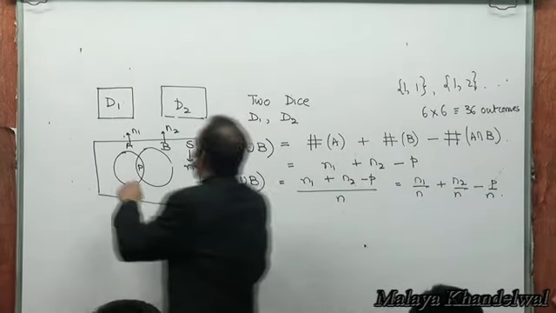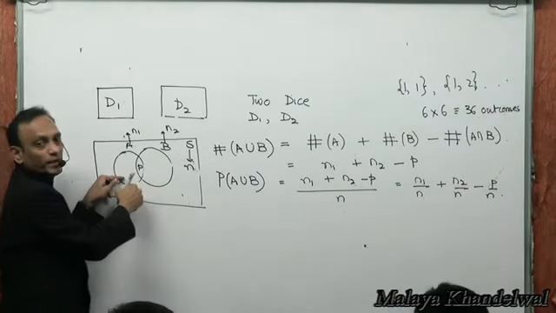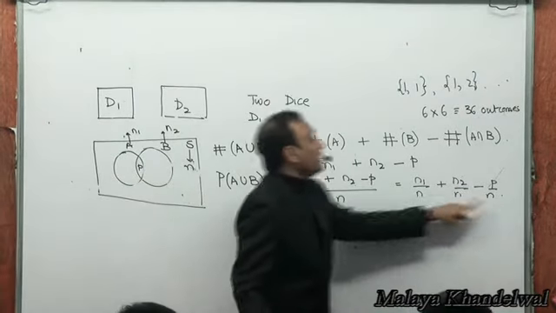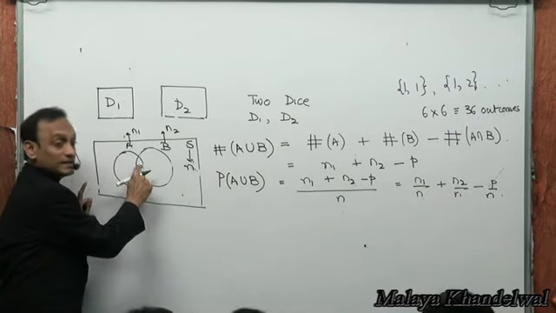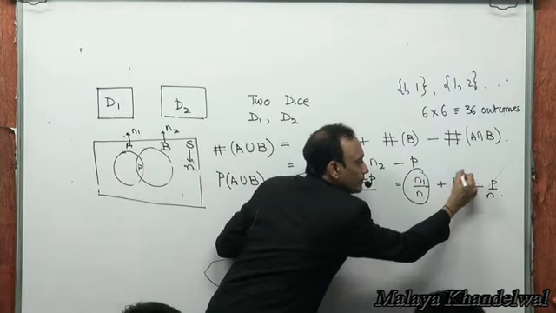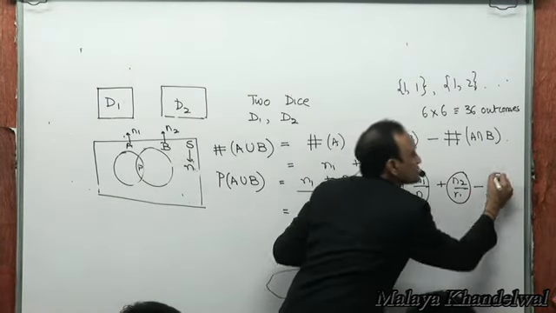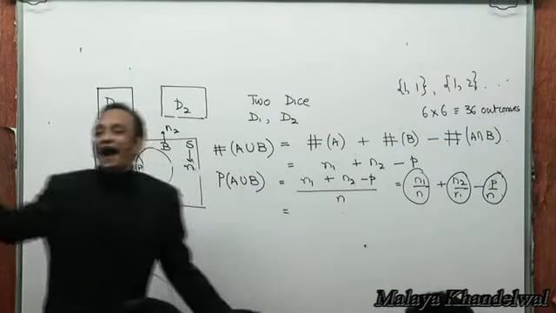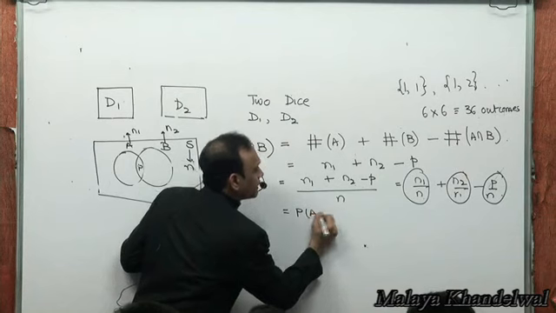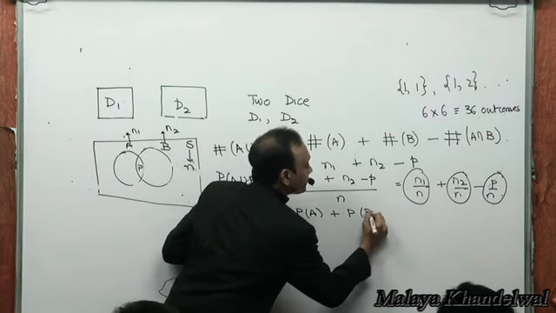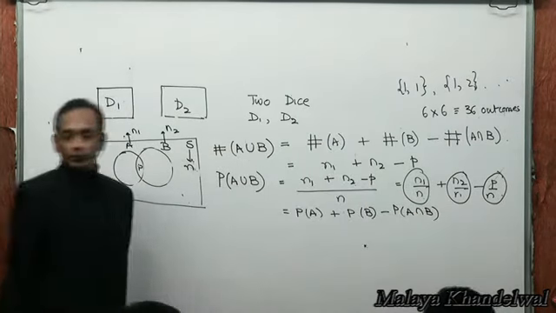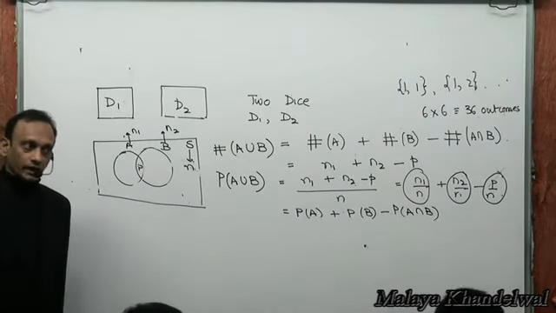n1 by n is P of A, the probability of A. n2 by n is the probability of B. And P by n is the probability of A intersection B. This is the probability of A, this is the probability of occurrence of B, this is the probability of occurrence of A and B. So this is like probability of A plus probability of B minus probability of A and B. Yes or no? Right?